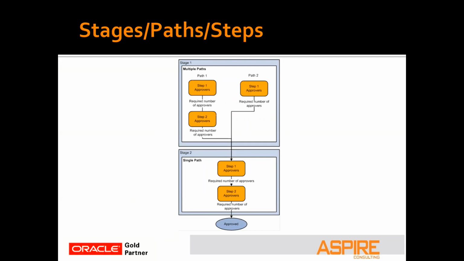So your stages are sequential. That's the important part to remember. Stages will always fire one after the other. Within a stage, you have paths. Paths run in parallel. So you'll see we have path 1, path 2. As many paths as you make, they will kick off at the same time and they will run in parallel till the end of the stage.